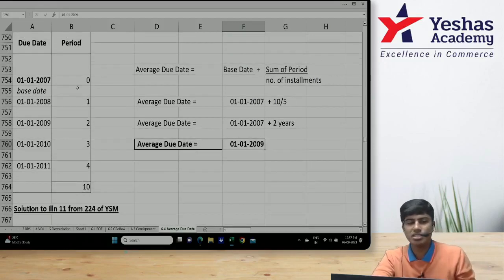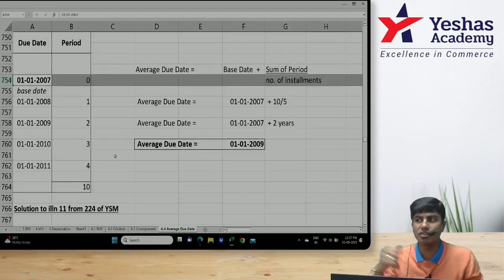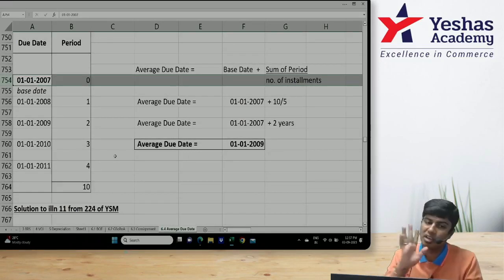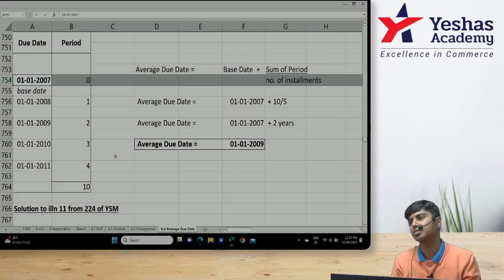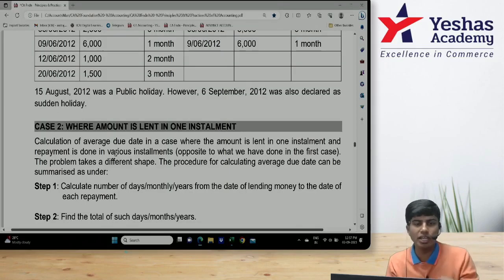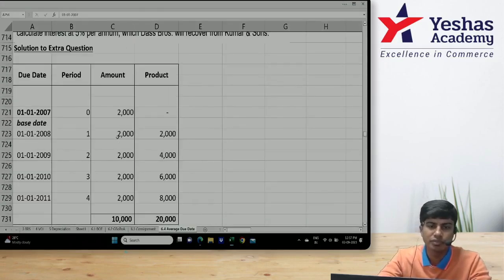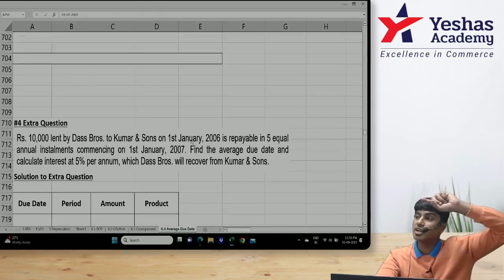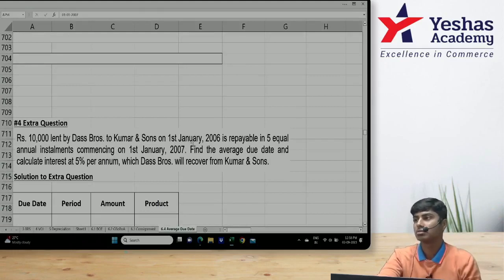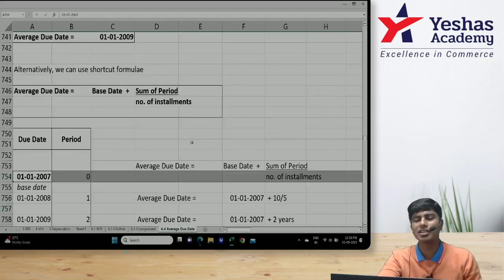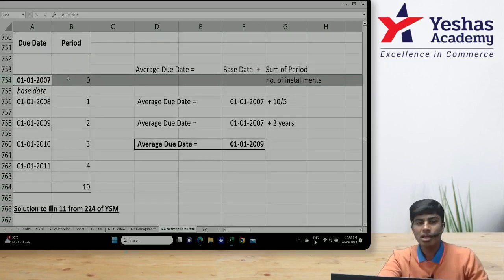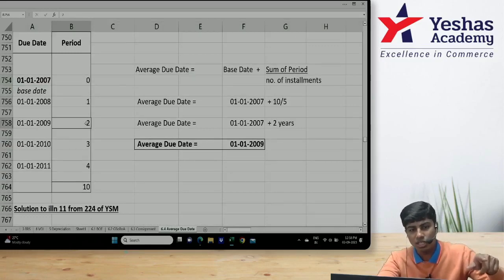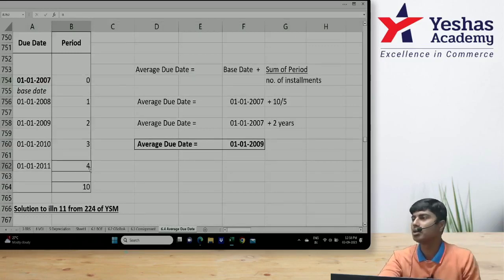The only thing that they do is, 1st of January 2007 we are taking as base date, but they won't take 1st of January 2007 as base date. When is the loan taken? 1st of January 2006. They'll take 1st of January 2006 as base date. Will the answer change? By changing the base date, will your answer change? You take any year as base date, you will get the same answer. Then you know what will happen. It will be 1, 2, 3, 4, 5. What will be the total?